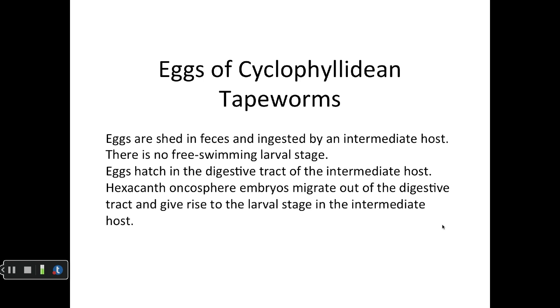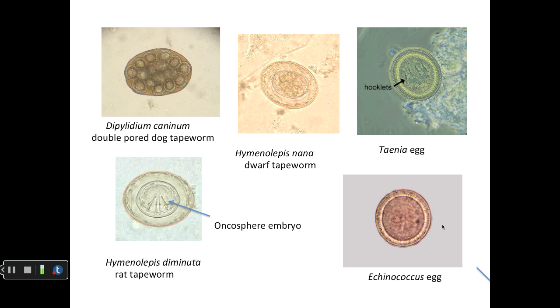After being swallowed, the eggs hatch in the digestive tract of the intermediate host, whatever that host might happen to be, and then the embryo hatches out of the egg. Just like we saw with the pseudophyllidean tapeworms, the cyclophyllidean tapeworms have a hexacanth oncosphere embryo, and remember that this embryo has three sets of paired hooks, and the embryo hatches out of the egg and literally migrates out of the digestive tract and gives rise to whichever larval stage or metacestode is present in that particular life cycle.